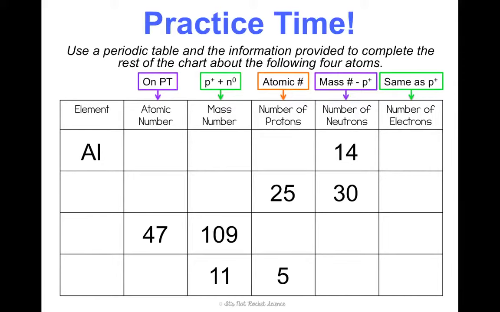So for this first one, I tell you the element is aluminum and it has 14 neutrons. Okay, well, what should I do? Well, look at aluminum on the periodic table, because that's how I figure out the atomic number, which is 13. Now, because I know the atomic number, I also know the number of protons, so I can write a 13 there. To determine the mass number, I'm going to do the protons plus neutrons, which is 27. And then last, to determine the number of electrons, that's just going to be the same as the number of protons in an electrically neutral atom of an element. So it will just be 13 also.